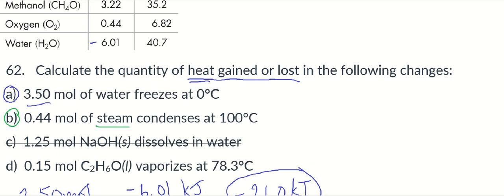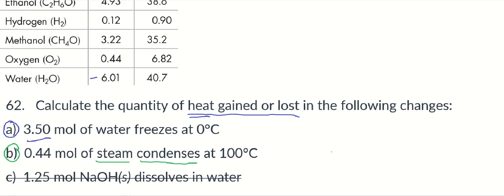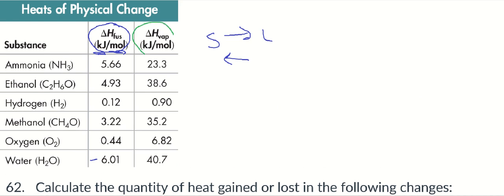Let's do B. This time we have steam condensing, so it's gas to liquid. We're going to need the molar heat of vaporization. The molar heat of vaporization is the amount of heat energy required to turn 1 mole of liquid to a gas. That's called vaporization. And for water, it takes 40.7 kilojoules per mole. So it requires a lot of energy to boil water.